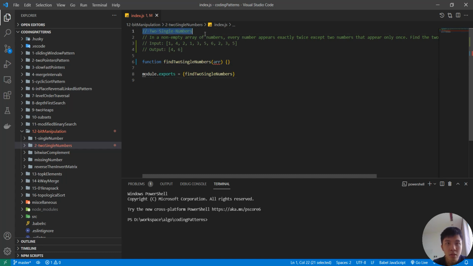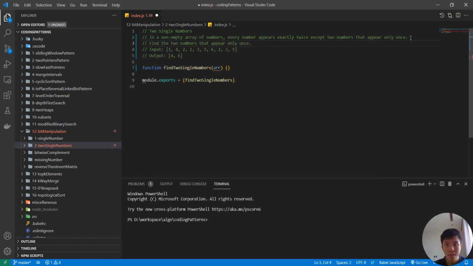Two single numbers: in a non-empty array of numbers, every number appears exactly twice except two numbers that appear only once. Find the two numbers that appear only once. So again, very similar to the previous problem. The difference is that in the previous one we had to find the number that appears once.